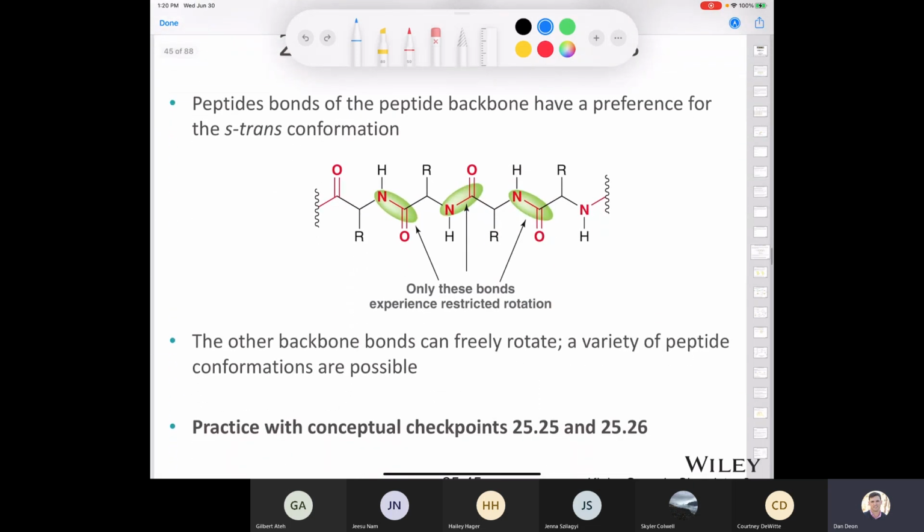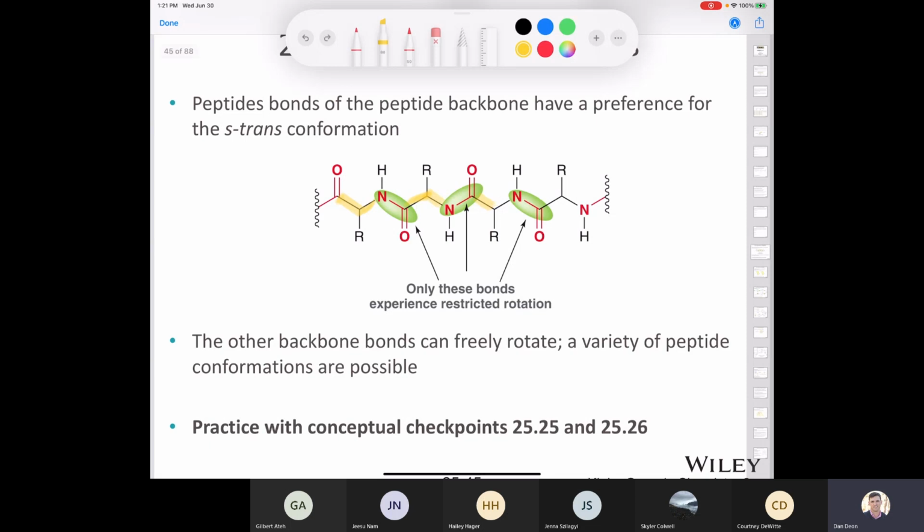It says peptide bonds of the peptide backbone have the preference for the S-trans conformation. So if you look at each one of the residues, here's a residue from an amino acid, right? Here's another one here, okay? So on and so forth. But you see that the bonds that are highlighted in green, those are the only ones that experience that restricted rotation. That means that this bond, this bond, this bond, this bond, this bond, right? All those bonds have free rotation, don't they? Right? They all have free rotation.